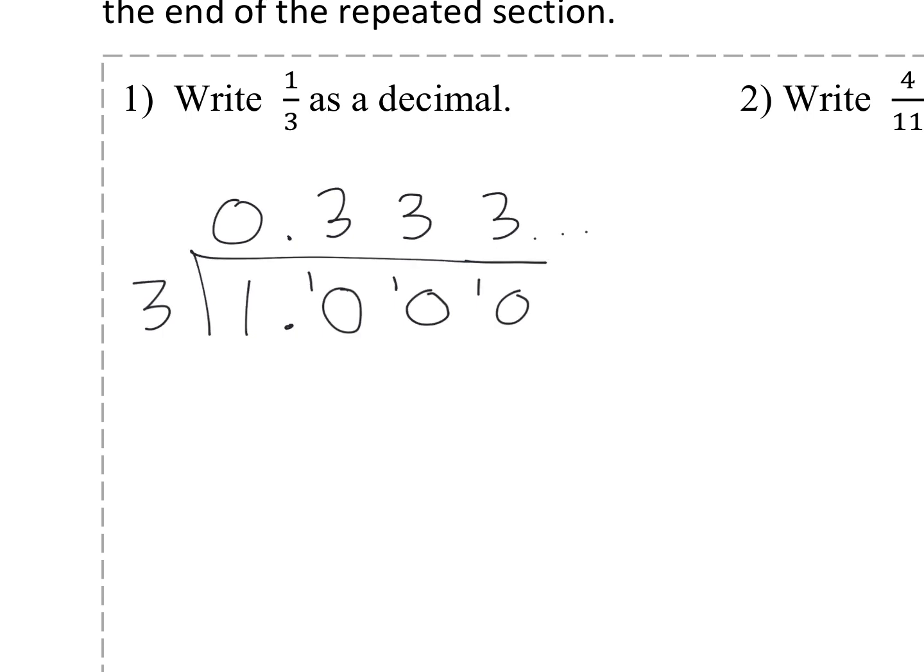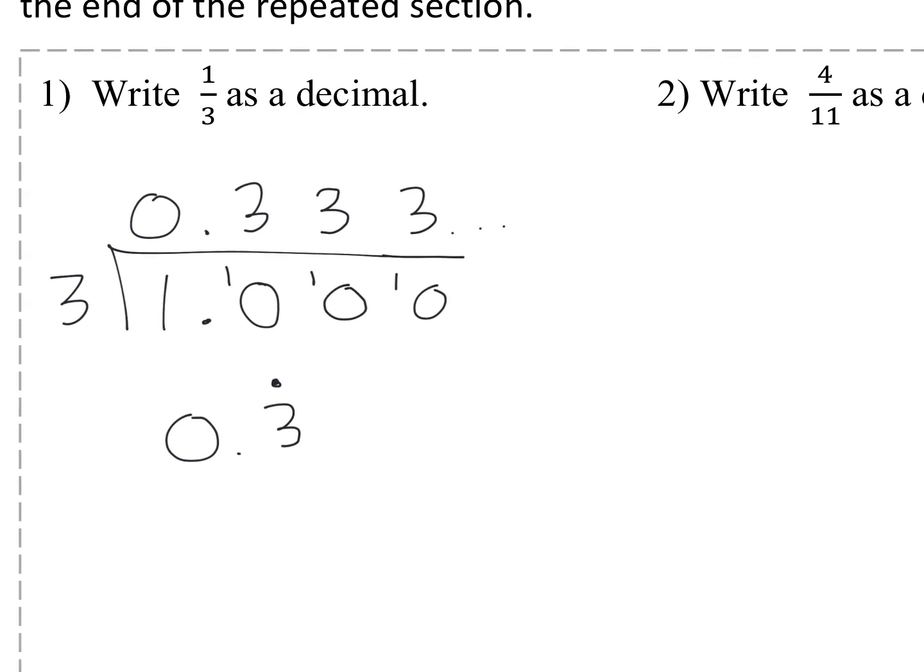Sometimes you would see a dot, dot, dot, like so. But what you should do is simply put a dot on top of the digit that's recurring. There's only one digit recurring here, so that's simply how we write it, 0.3 recurring. What about a more complicated example?